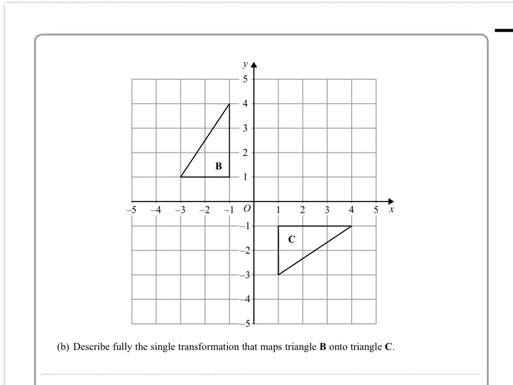So this question, we want to describe fully the single transformation that maps triangle B onto triangle C. So one nice thing to do is to look at a point on B, look at its corresponding point on C, join the 2 points up, and then you can use tracing paper in this situation, because all I'm going to do is try and test to see whether a rotation is correct. So I'm just going to join all these points up. And then I'm just going to set a rotation to happen. Hopefully it's going to work.